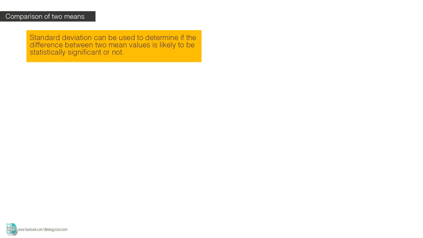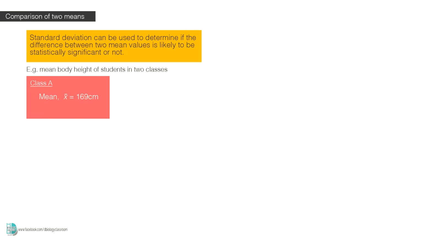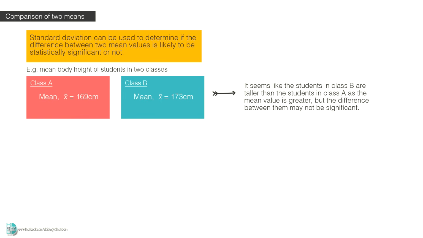Standard deviation can also tell us if the difference between the mean values of two samples is likely to be statistically significant or not. Let's say we have done a survey in two classes to find out the mean body height of the students. Class A has a mean of 169 cm. Class B has a mean of 173 cm. It seems like the students in Class B are taller than the students in Class A, as the mean value is greater, but the difference between them may not be significant. We can use the standard deviation to determine that.